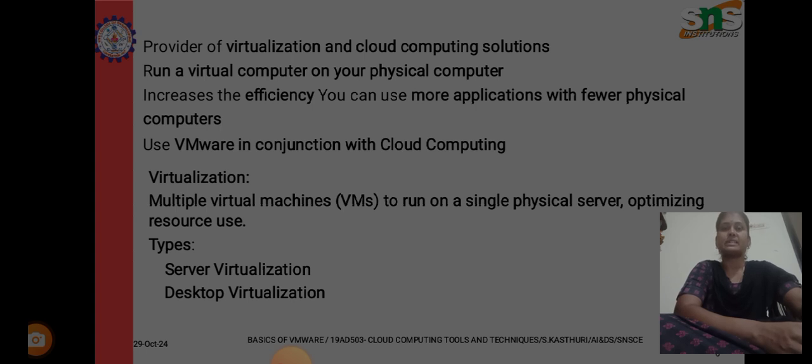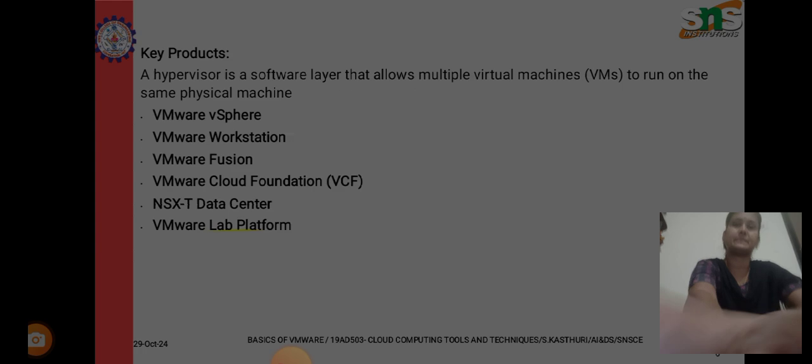So, the virtualization concept is nothing but a process of creating a virtual version of something such as hardware platforms, storage devices, or network resources. VMware's core offering is server virtualization, with which we can create virtual versions of physical servers, allowing multiple operating systems to run on the same hardware. We have two types of virtualization here. One is server virtualization, another one is desktop virtualization.